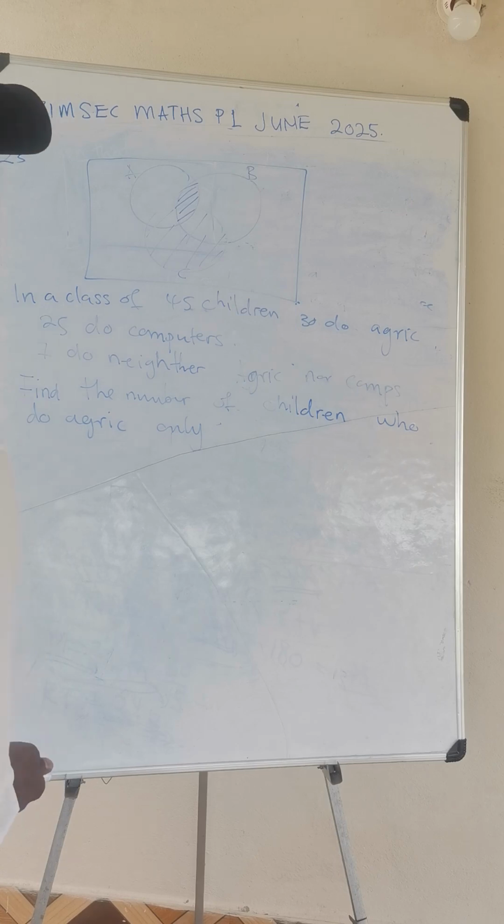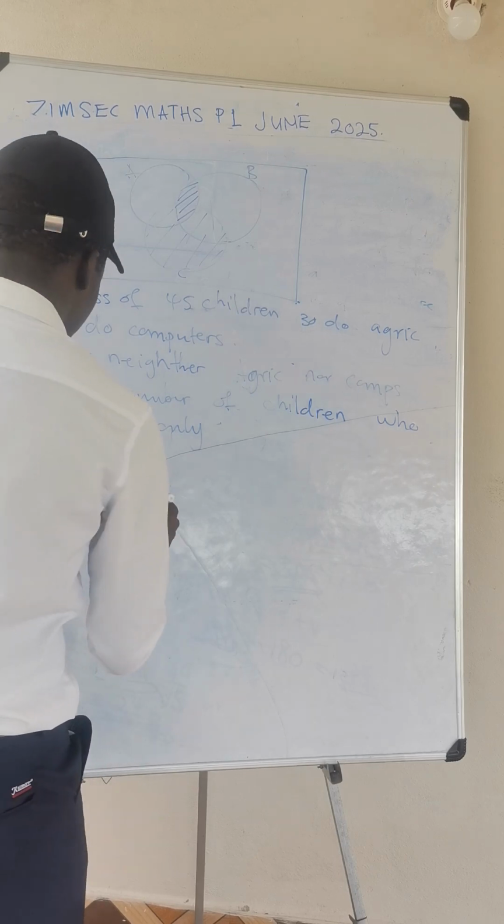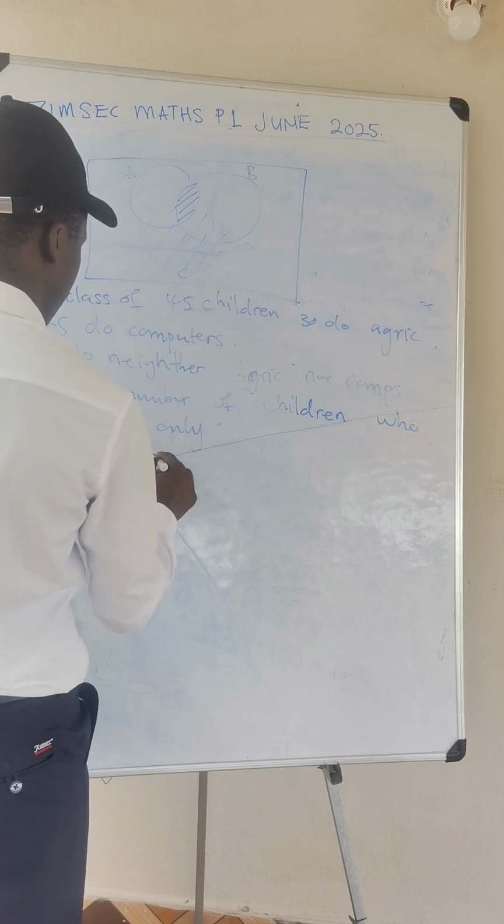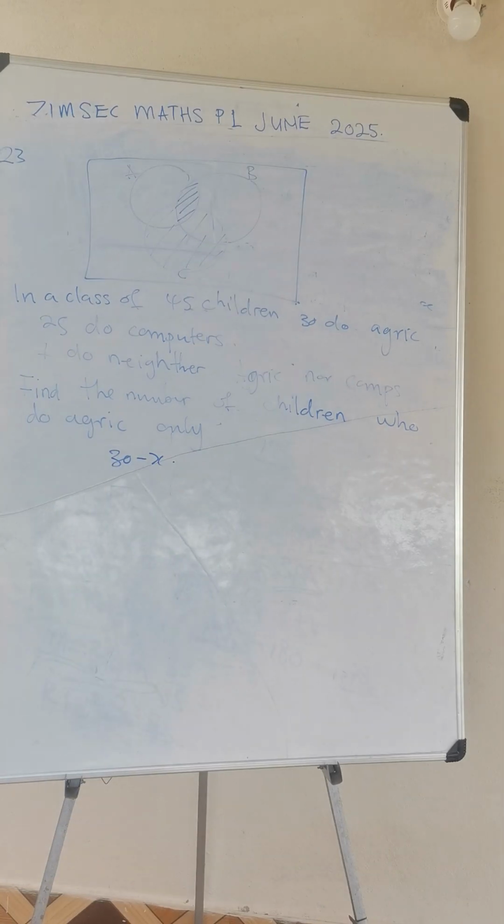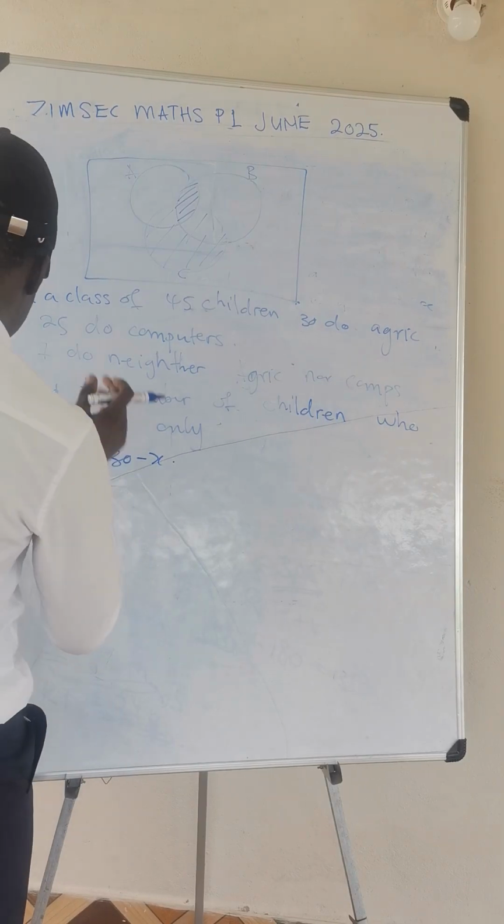The marker is no longer functioning very well. So it's 30 minus x. These are the number of children who are doing agriculture only. Okay. Then we say what?